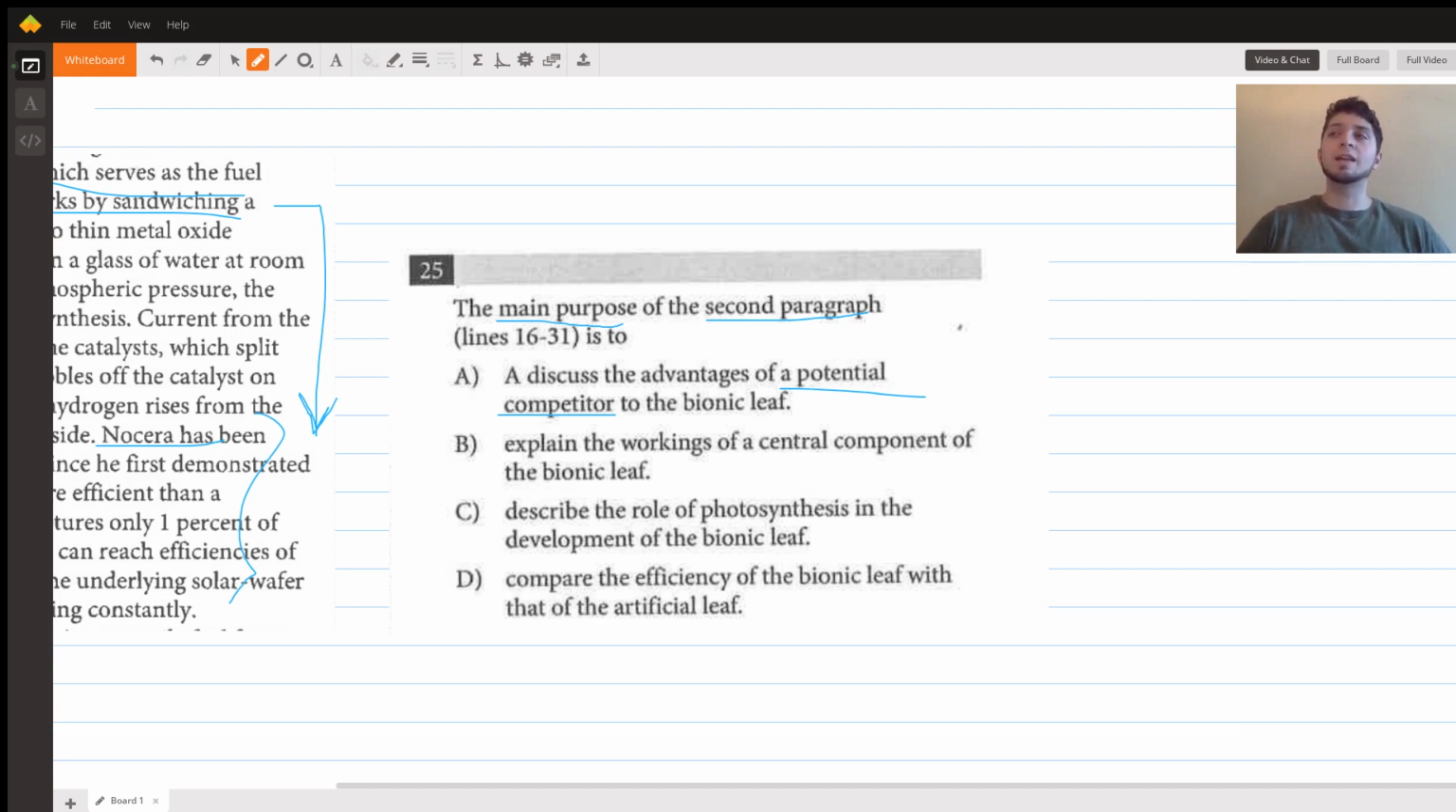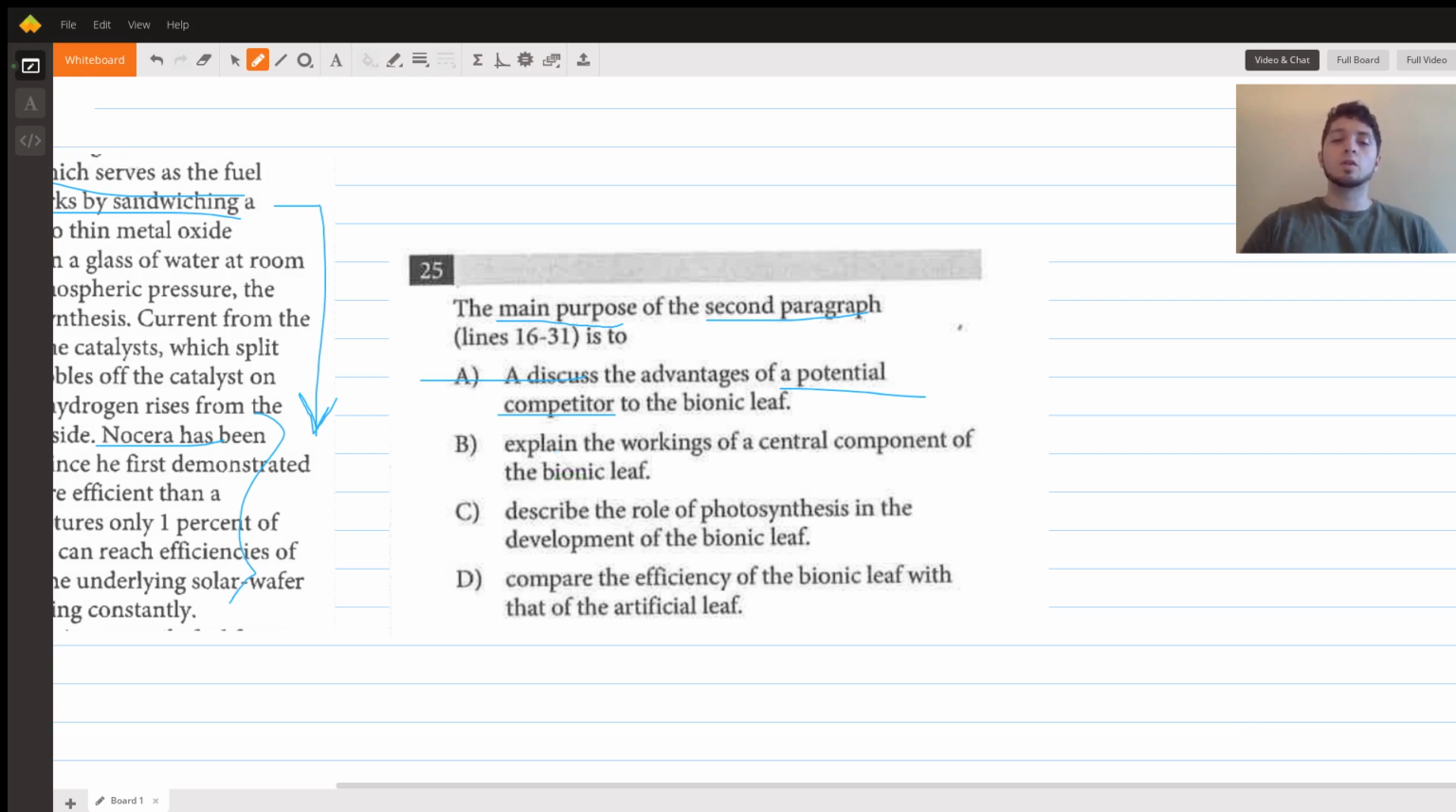And the paragraph doesn't really take the structure of saying, well, here's advantages of this, and here's the advantages of this, right? So it doesn't really make this comparison in the paragraph, so it's not a good answer choice. Get rid of A. B says that the purpose is to explain the workings of a central component of the bionic leaf.